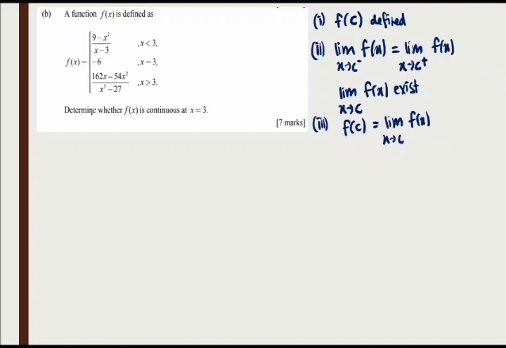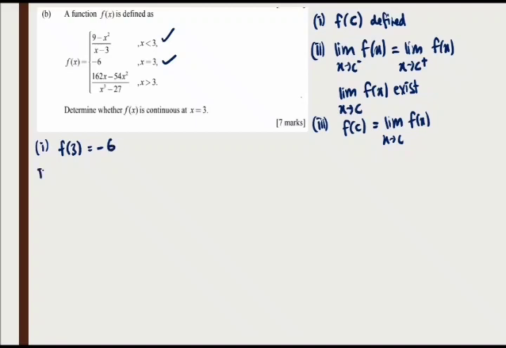So let's check these one by one for the continuity of f(x) at x equals 3. For part 1, we need to check that it is defined, so f(c) is defined. So f at 3 is defined. f(3) is the second part of f(x), so that is equal to negative 6.